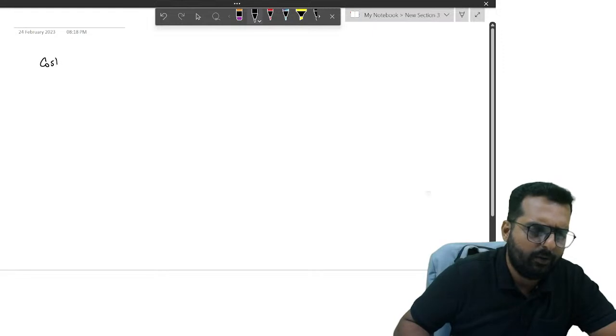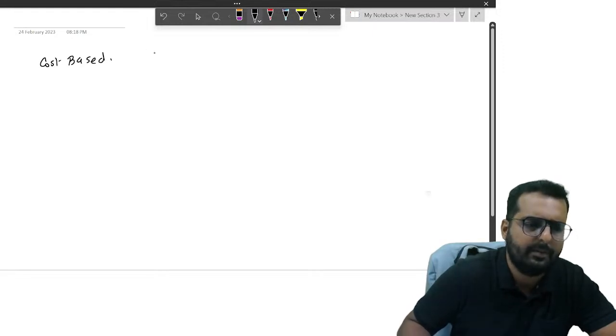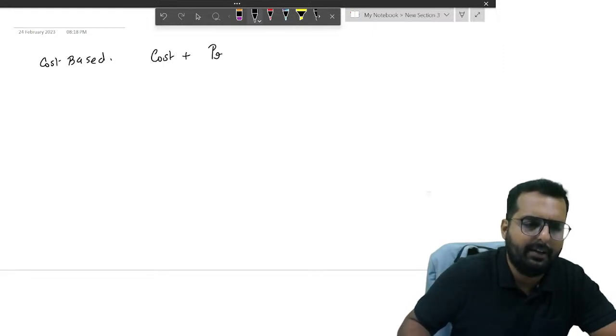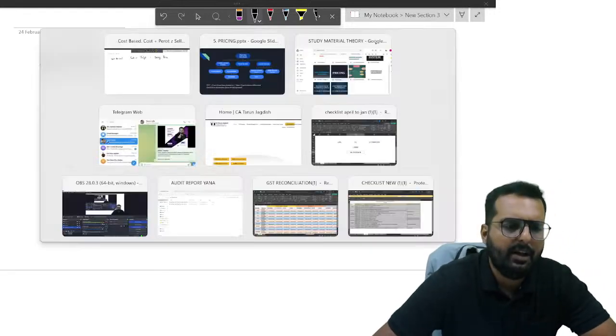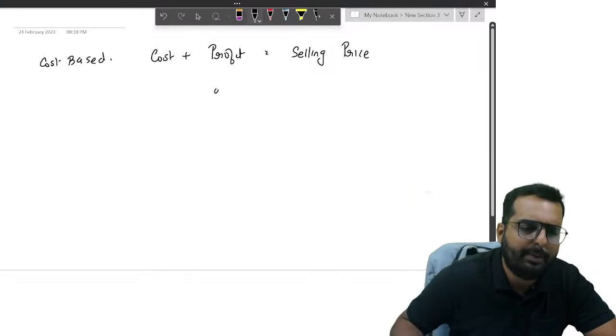What is cost based pricing, that we already know. Cost plus profit is equal to selling price. Everybody clear with this part? Okay. What is the last one? Value based pricing.